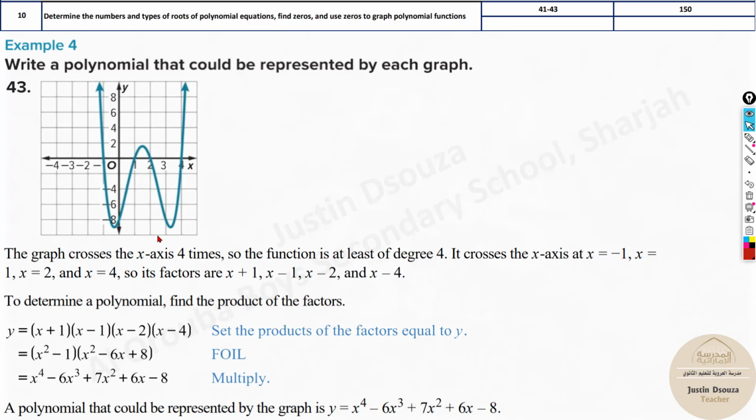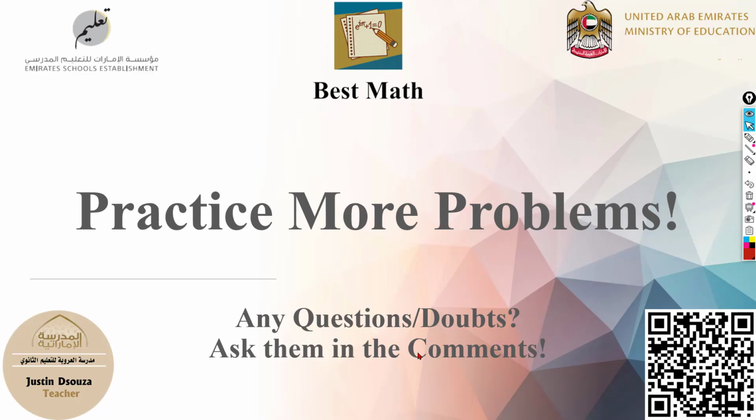So make sure you understand the number of solutions. The degree must be then at least the number of solutions. 4 times it passes the x-axis. That means there must be at least degree 4. Write the factors out and multiply, and you'll get the answers. Please try practicing more and more problems. You'll be more thorough and you'll find this topic easy.